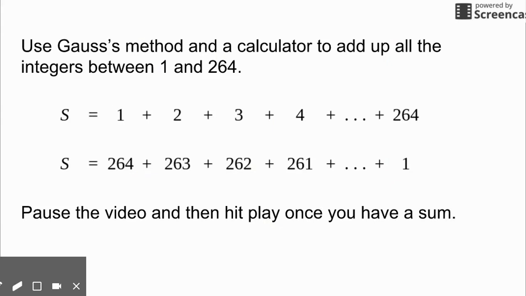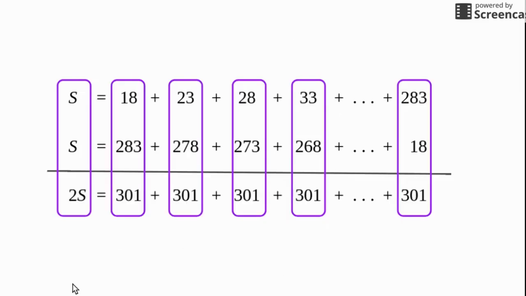Now, use Gauss's method in a calculator to add up all the integers between 1 and 264. Pause the video and then hit play once you have a sum. You should have calculated a sum of 34,980. You can use Gauss's trick to find any sum where the numbers increase or decrease by the same amount.